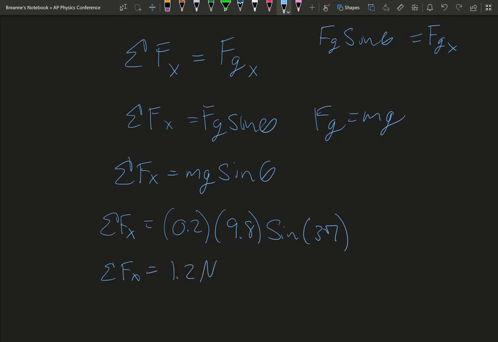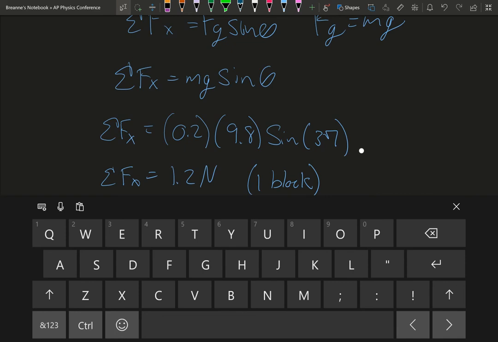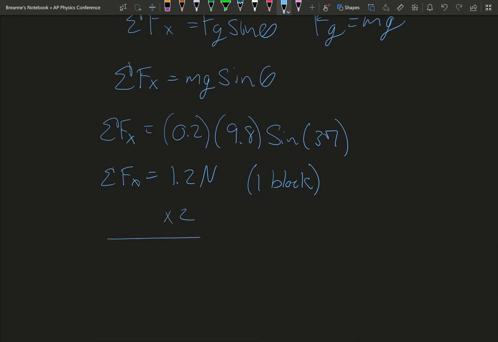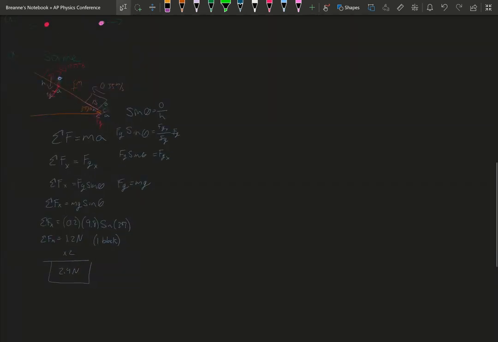And this is just for one block. We have 2 blocks. So we need to times this by 2. And you get 2.4 newtons for your net force of the 2-block system. And you get a point for deriving, so you need to show all of that work. Now, that's a lot of work for 2 points, but you need to show all your work.